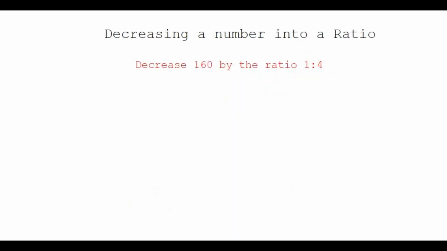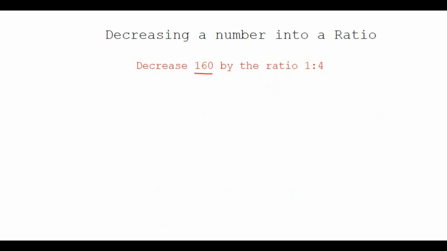Next, decreasing a number into a ratio. Now this is very different to dividing. What we want to do is we want to make this smaller. Alright, so the word decrease should immediately tell you my answer should be less than 160. Alright, so they say decrease a number by the ratio 1 to 4.